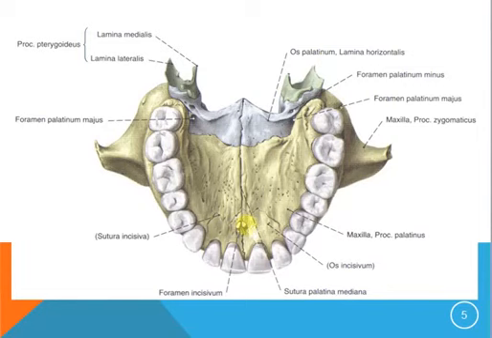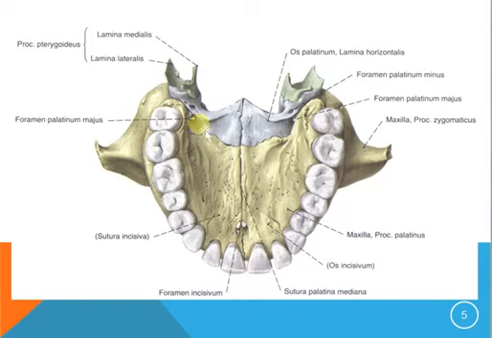So this is the foramen incisivum, where the canalis incisivus ends. This is the sutura palatina media. The upper teeth, as I said, 6 molars, 4 premolars, 2 canines, 2 lateral incisors, and 2 central incisors.